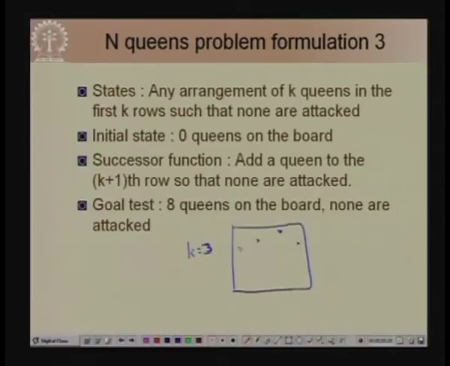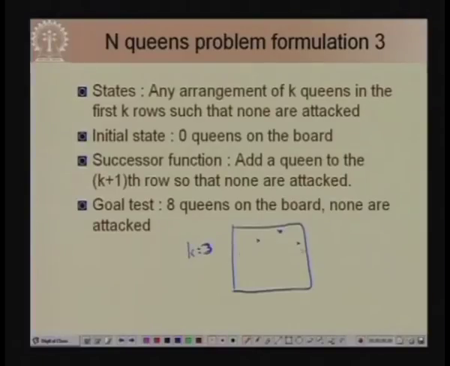The successor function is add a queen to the k plus 1th row so that none are attacked. That is, the partial solution does not violate any constraints. So, we take the 4th queen and put it in one of the rows such that the queens are not attacked by each other.